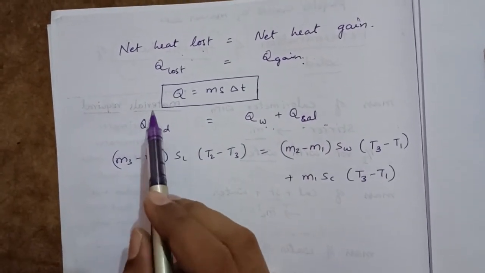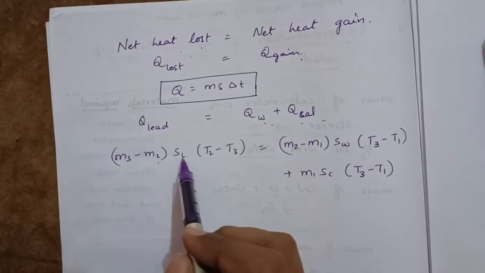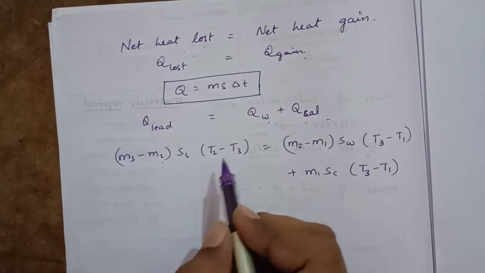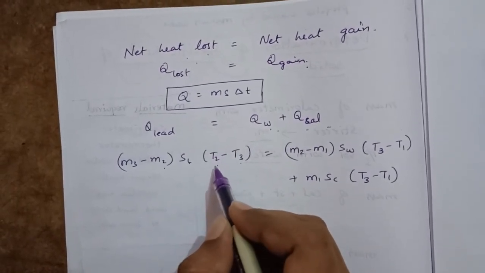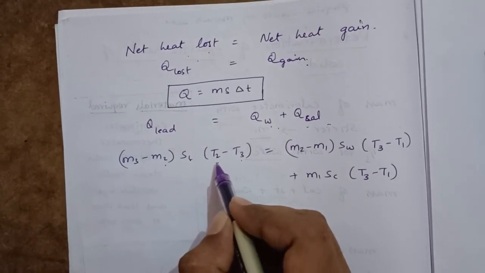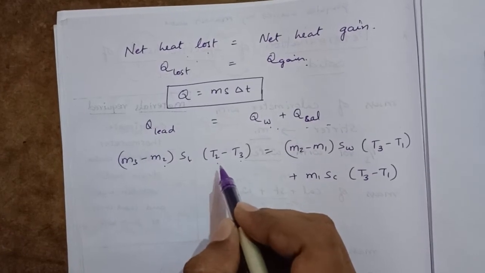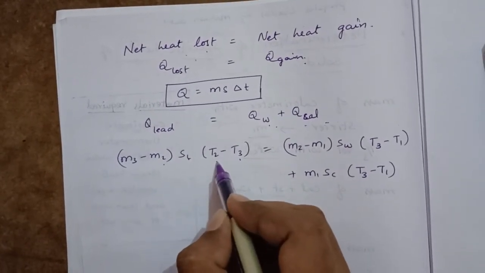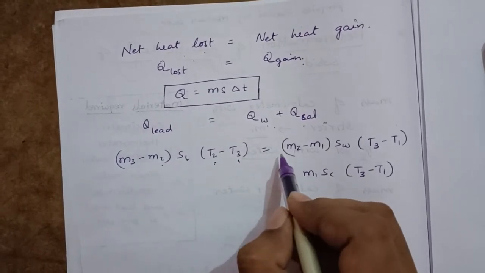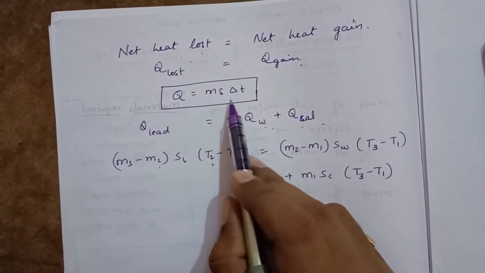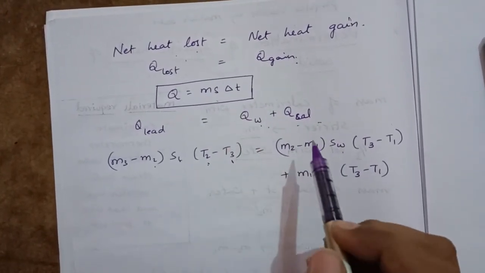Now Q lost by the solid material: mass of the solid M3 minus M2, specific heat of solid SL, change in temperature. For change in temperature, we take higher temperature minus lower temperature. Initially the solid, after heating with the steam heater, has high temperature T2. After adding to the water, it loses some heat energy and becomes T3. So T2 minus T3. This equals heat gained by water, m s delta T: mass of the water, M2 minus M1, specific heat of water SW, change in temperature.